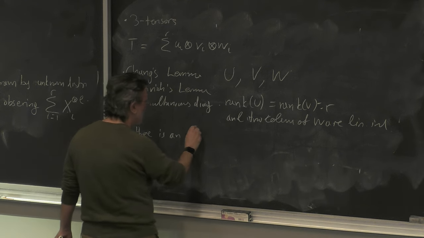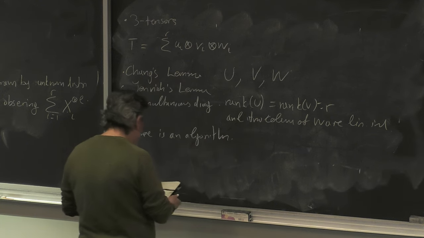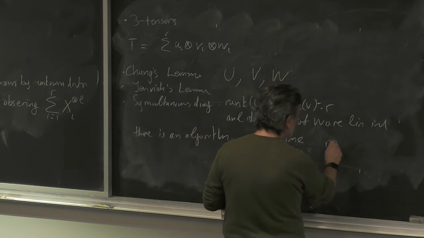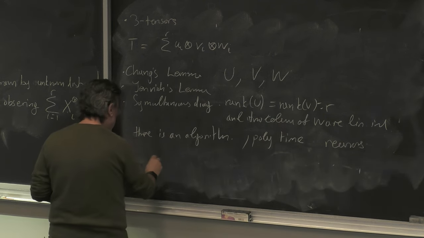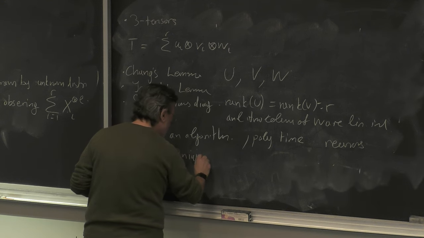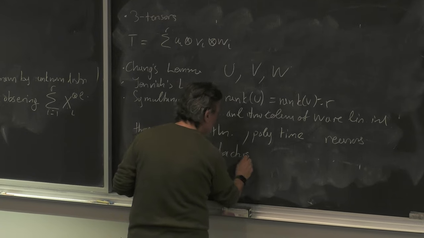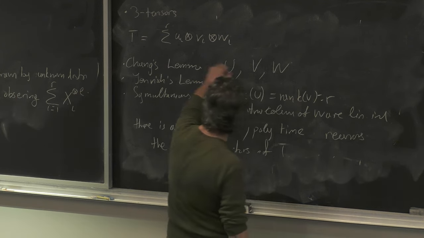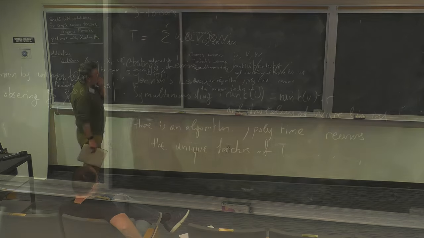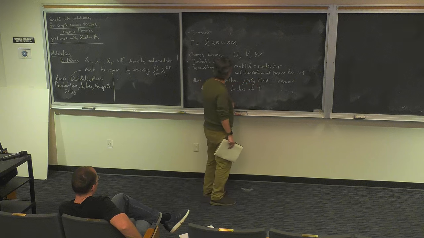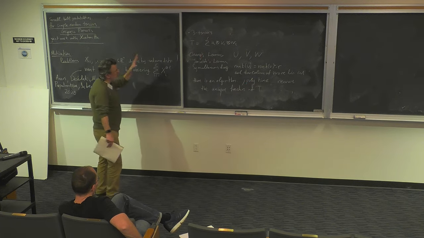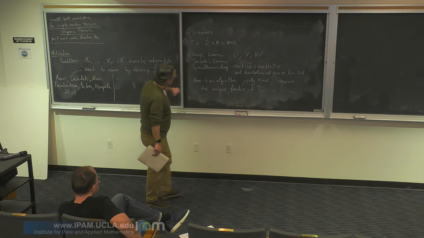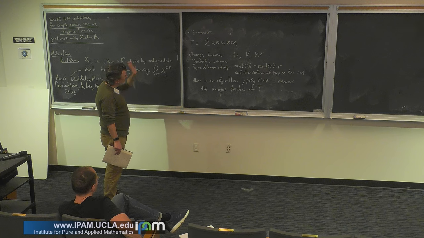There is an algorithm that actually runs in polynomial time and recovers the unique factors of T. So starting with that, we have at least some conditions such that, if they are verified, then at least the three-tensor version of the problem has a solution that works in polynomial time, and it really depends on linear algebra and diagonalizing these two matrices. It's not my point to explain that, so this thing exists.